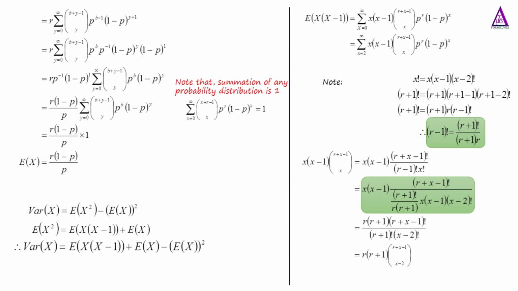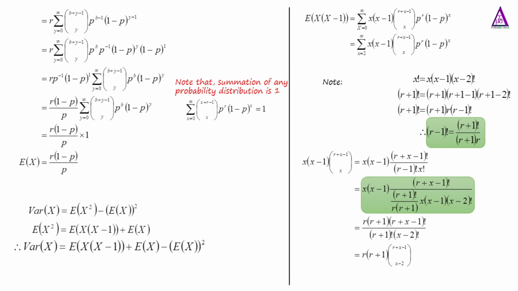And we now say that our expected value of the negative binomial by proving is now equal to r into bracket 1 minus p divided by p.